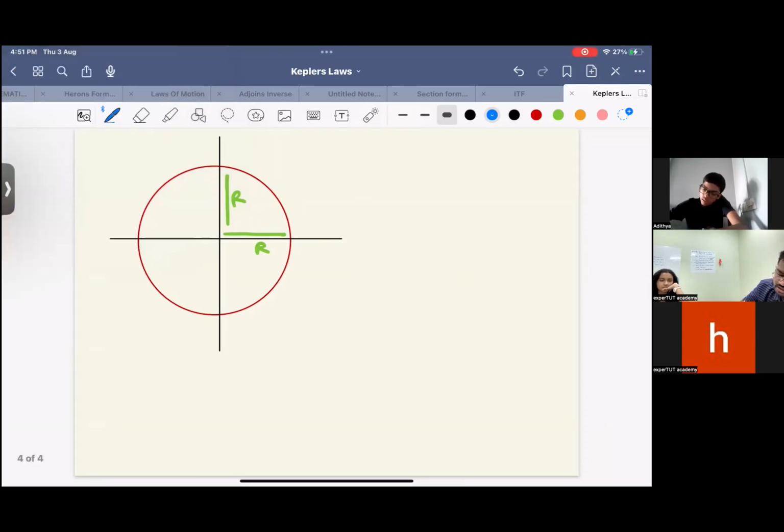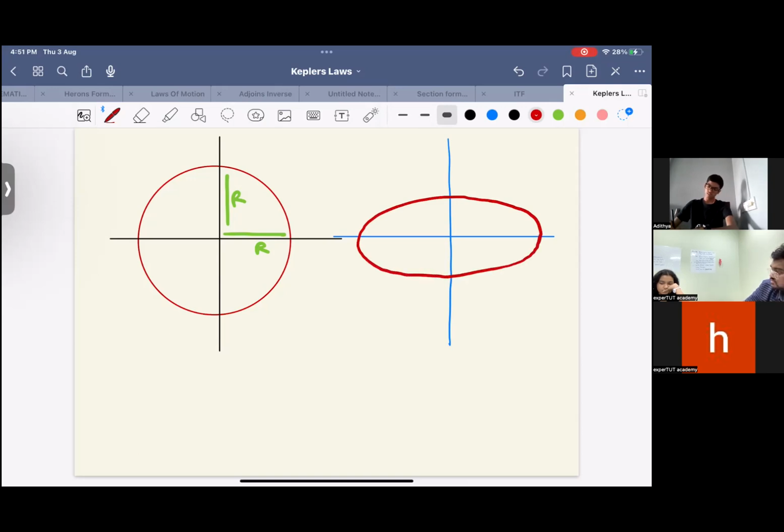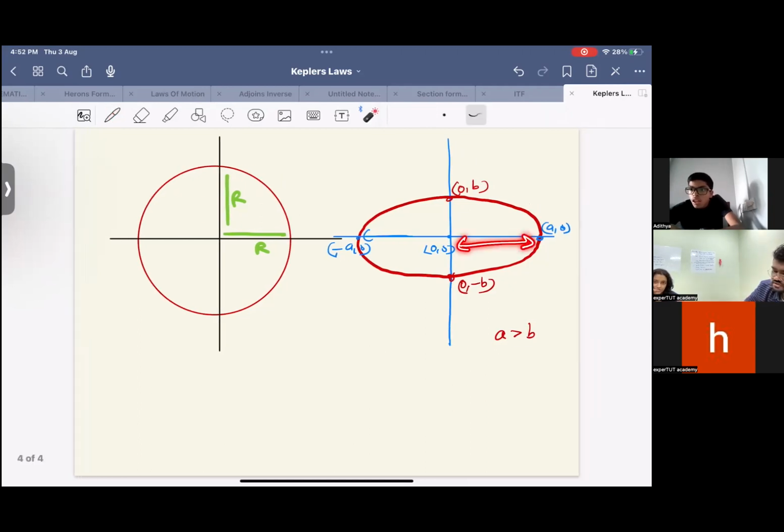So I will mark another line. An ellipse will look like this. If this is 0, 0 on the axis, this point is a, 0, this point is minus a, 0. Similarly, this point is 0, b and this point is 0, minus b, and a is more than b. This distance is more than this distance.